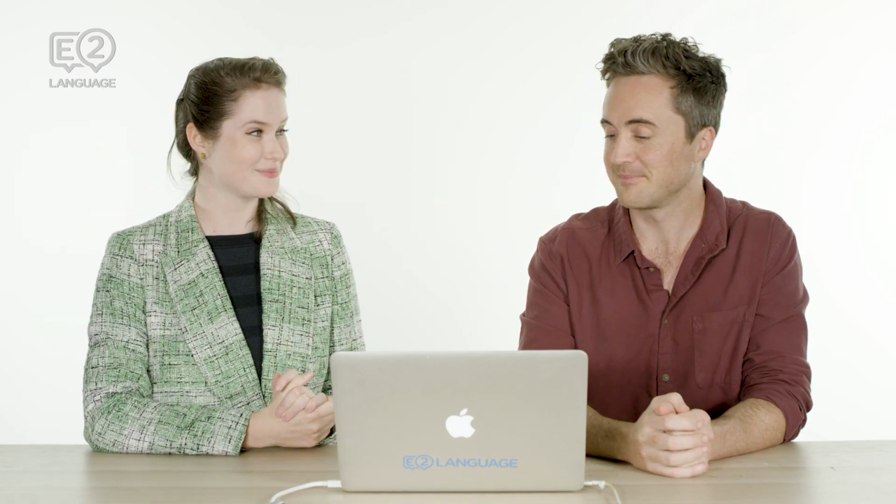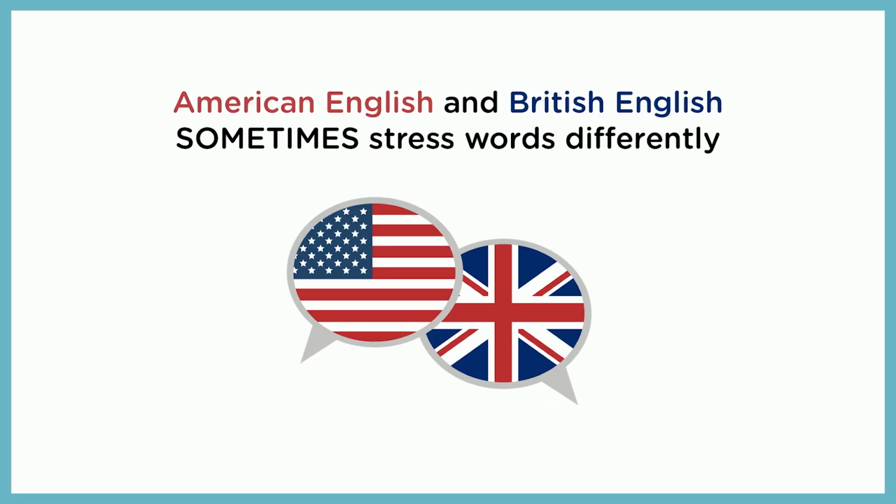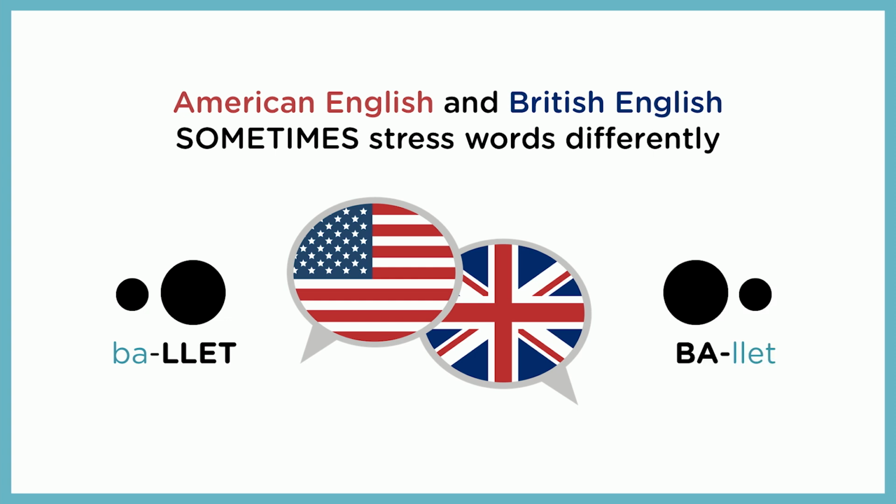Whoa. Pretty cool. Now, another little tip to know is that American and British varieties of English can have different stress patterns for the same word. This doesn't happen very often, but it's just handy to know about. So, for example, an American speaker would talk about going to the ballet. But me, as a British speaker, I talk about going to the ballet.